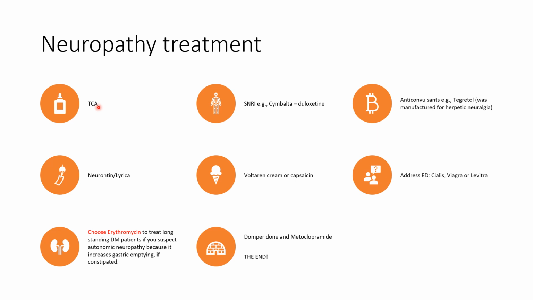But let's remember, we may be running into serious cardiovascular problems, and remember anticholinergic effects when you are going for tricyclic antidepressants. The same anticholinergic effect could also be seen with serotonin selective reuptake inhibitors. So you can use serotonin norepinephrine reuptake inhibitors, that is duloxetine. You can check my channel for that. I have a full presentation on that as well. And you can go for anticonvulsants, for example Tegretol, that is carbamazepine. Remember, carbamazepine was originally manufactured for the treatment of tic douloureux, that is trigeminal neuralgia. Then Neurontin or Lyrica, that is gabapentin or pregabalin. Voltaren cream or capsaicin can be used for topical application.